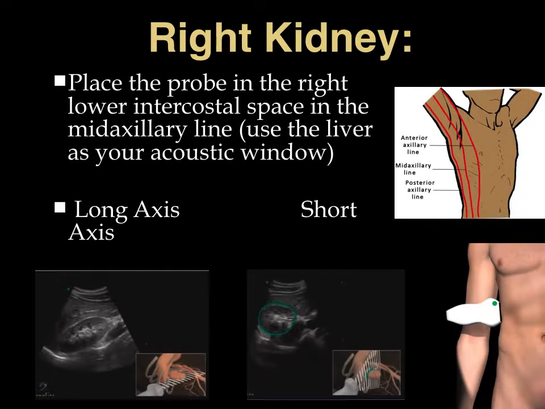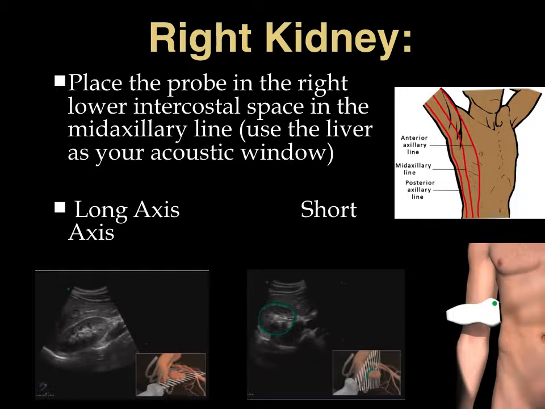Let's start our exam on the right. Your approach for this side will be to place the probe in the right lower intercostal space in the mid-axillary line. Using the liver as your acoustic window, aim the probe slightly posteriorly. For the long axis view, you will start with the marker dot pointed towards the patient's head and then fan anterior to posterior, or belly to back.